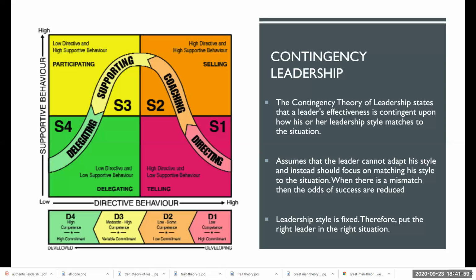That would be the contingency style of leadership. It says that you shouldn't switch them. Instead, find the right leader for the right situation. It assumes that the leader cannot adapt his or her style, and instead they should focus on matching their style to the situation. When there is a mismatch, the odds of success are greatly reduced.